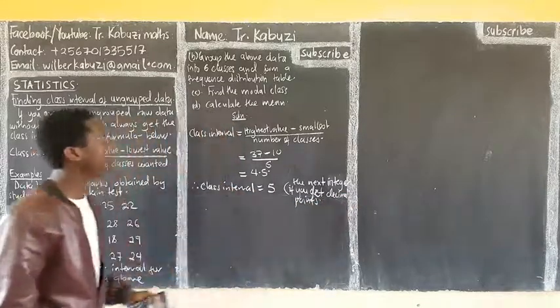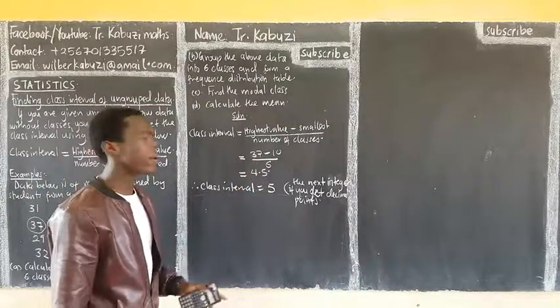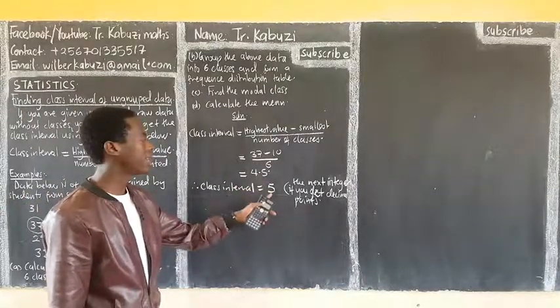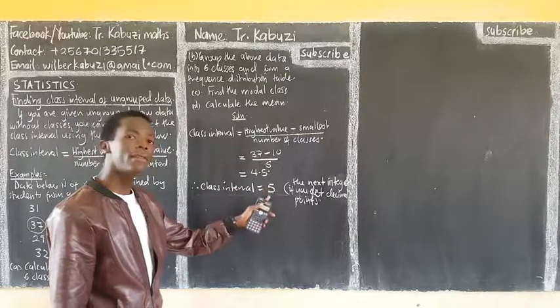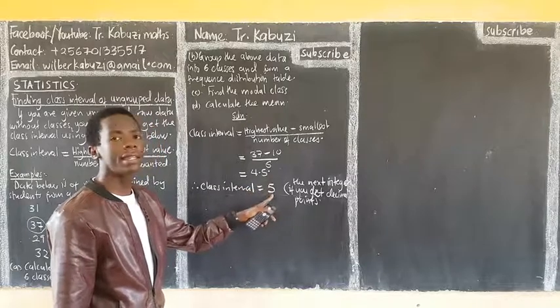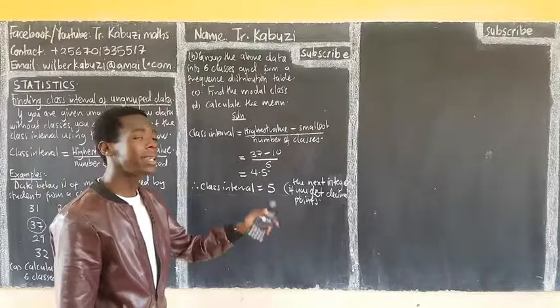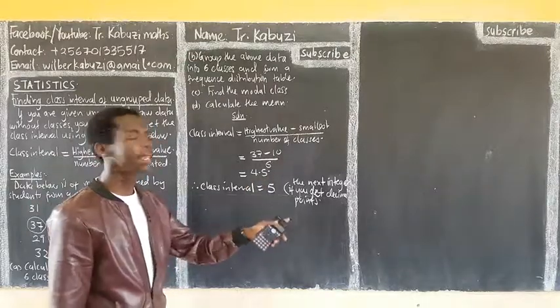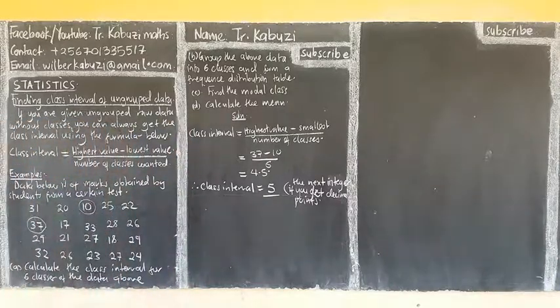So if you don't get decimal points, then it's okay. If you get here maybe 3, that will be our class interval. But if you get decimal points, then you move to the next integer. The next integer after 4.5 is 5. If you got 6.77, the next integer will be 7. If you got 8.9, the next integer will be 9. If you got 9.7, the next integer will be 10. So now this is our class interval.